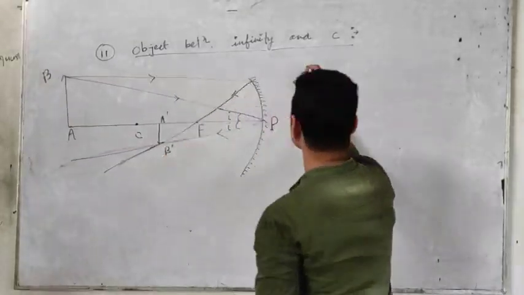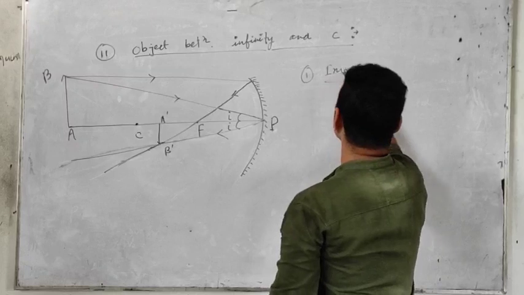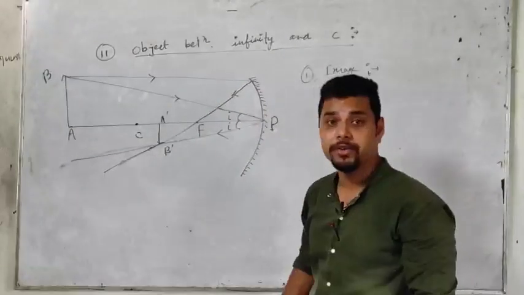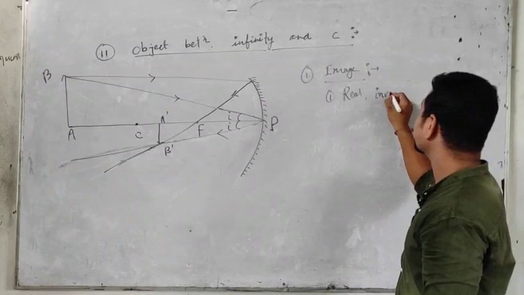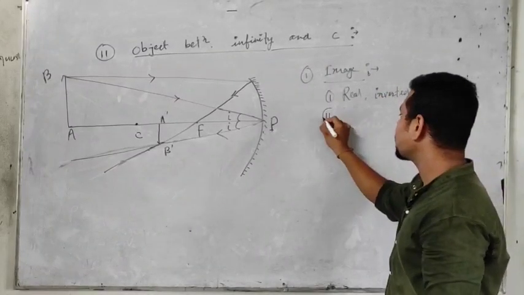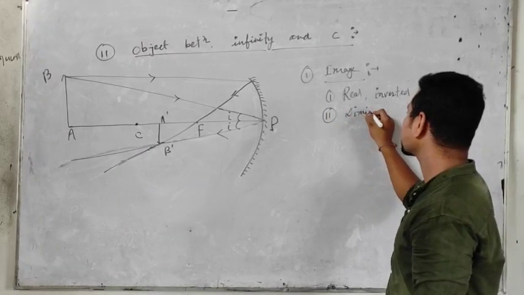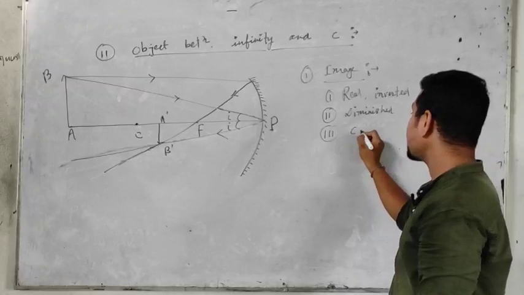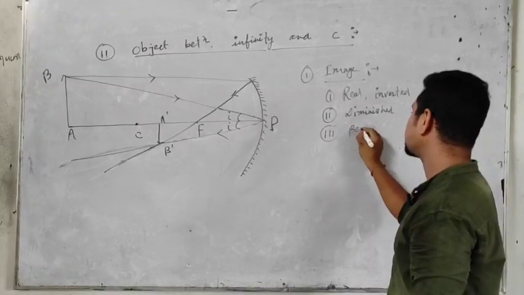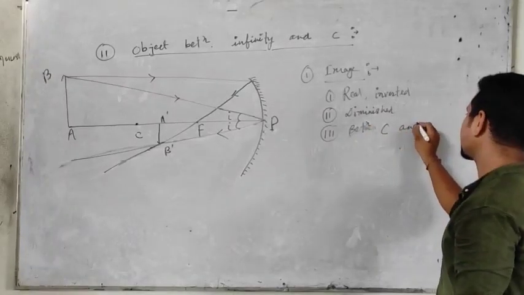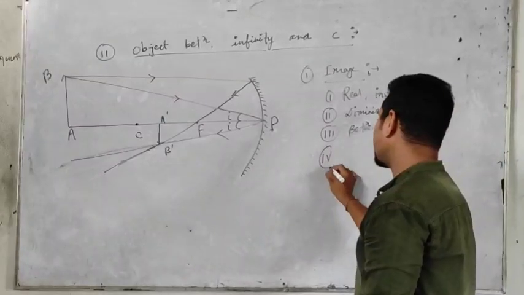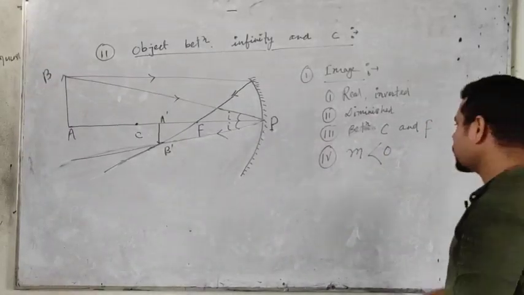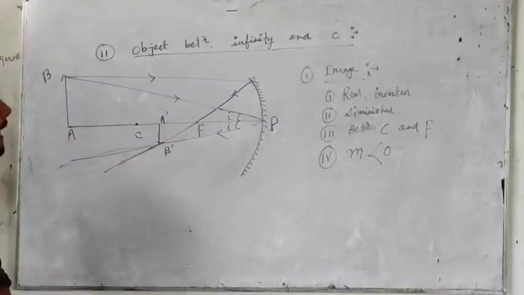So the image is, number one, real, because you have got the image in front of the mirror. Next, inverted. Number three, diminished, and in between C and F. The magnification is less than one. So write it: object between infinity and C.